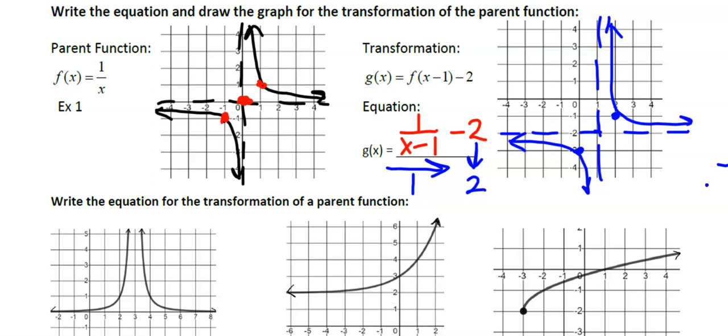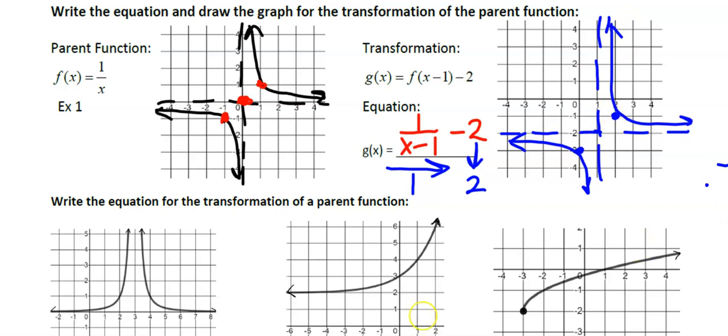So identify the parent function, identify a few key points on the parent function, and that should always include asymptotes if you have asymptotes, and then use the translations to shift those key points and then redraw the graph. And I'm not looking for a perfect graph, I'm just looking for a sketch of the graph with a few key points clearly marked.